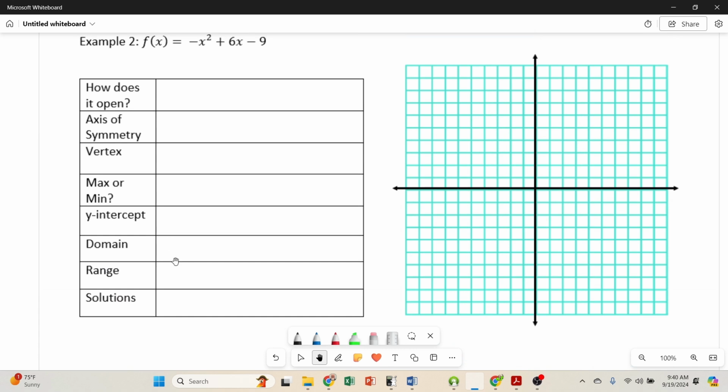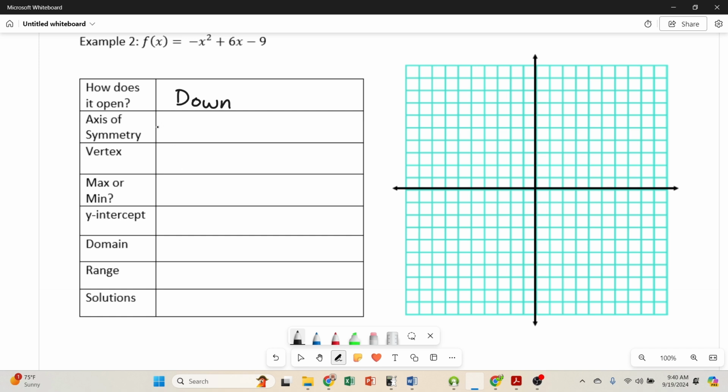This function, f of x equals negative x squared plus 6x minus 9. So with the same process we go through. How does this one open? This one opens down because this coefficient here is negative 1.